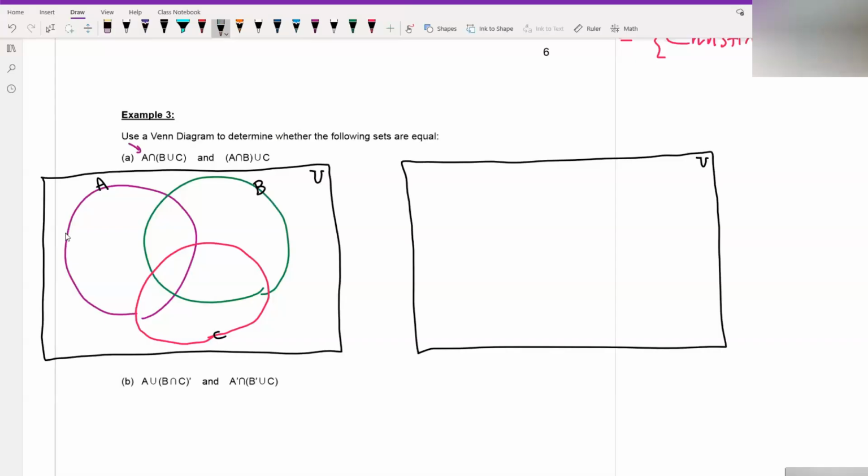So B union C means we have to combine all these members that are in C or B. And this one is B union C. Now we have to find those members that are in common with A.